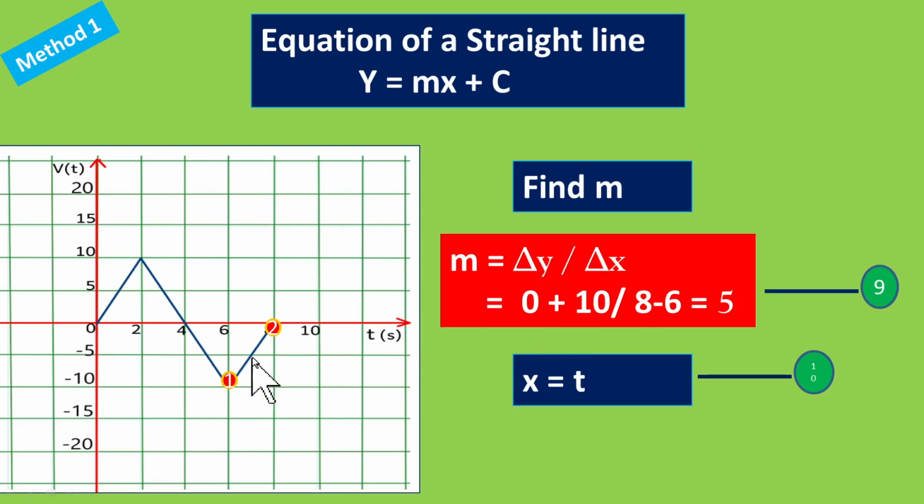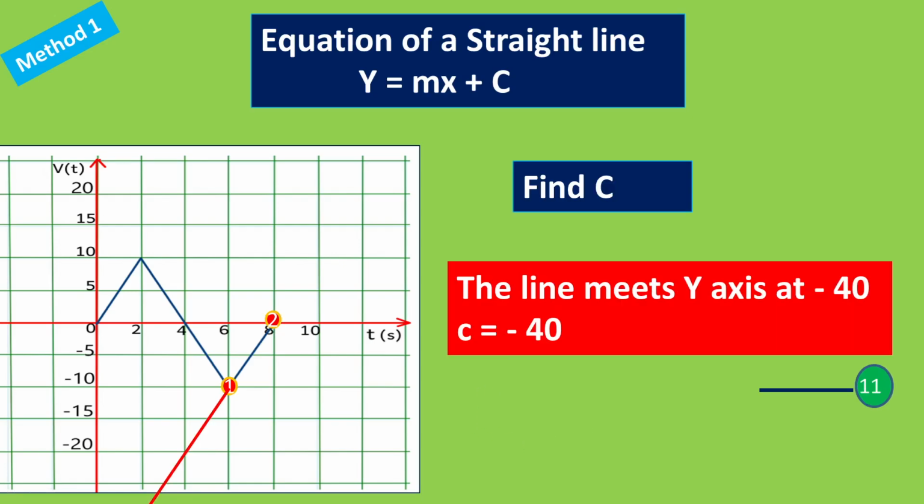And when you move from this first point to the second point here along the x-axis, you are moving from this 6 value to the 8. So the difference is 8 minus 6. So that is equal to 2. So 10 by 2 is equal to plus 5. And we know that this x is t. So now it's time to find c.